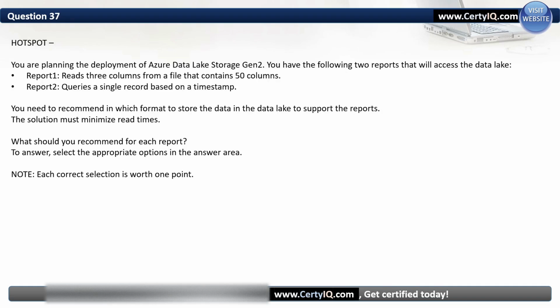Question 37. Hotspot. You are planning the deployment of Azure Data Lake Storage Gen 2. You have the following two reports that will access the data lake. Report 1 reads 3 columns from a file that contains 50 columns. Report 2 queries a single record based on a timestamp. You need to recommend in which format to store the data in the data lake to support the reports. The solution must minimize read times. What should you recommend for each report? To answer, select the appropriate options in the answer area. Note, each correct selection is worth 1 point.